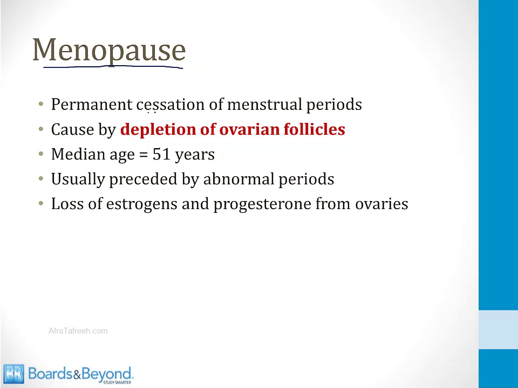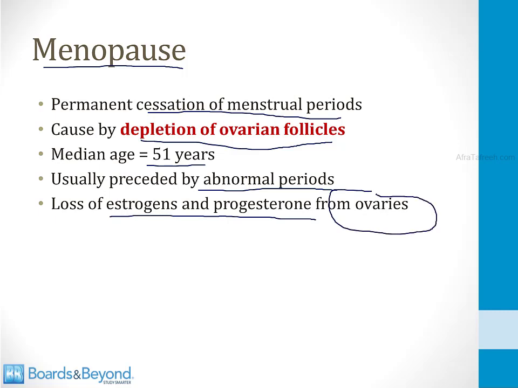This is the permanent cessation of menstrual periods caused by depletion of ovarian follicles. Women are born with a certain number of ovarian follicles, and eventually they run out, and this is when menopause occurs. The median age of onset is 51 years. It is usually preceded by several years of abnormal periods, and from the perspective of the female reproductive hormones, the woman loses estrogens and progesterone coming from the ovaries in this condition.